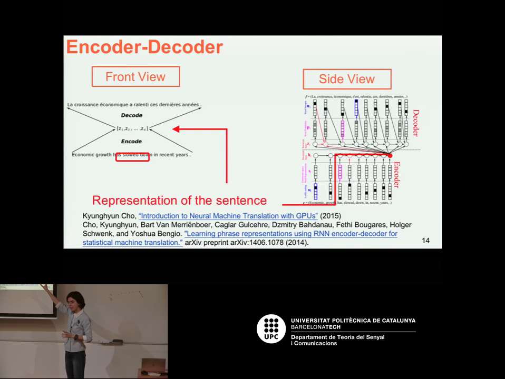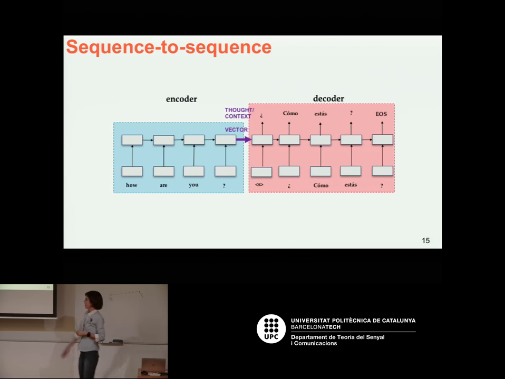And from this representation of the sentence, which is a single vector, we use it as input for the recurrent neural network of the decoder, okay? And we output the translation sentence, okay? So we have the source sentence. We make a representation of that source sentence, and from that representation, we output the translation sentence, okay? Here it's more clear, I guess. Your input sentence, your thought or context vector, is the input of the recurrent neural network of the decoder, okay? And based on that vector, you output your translation, okay?